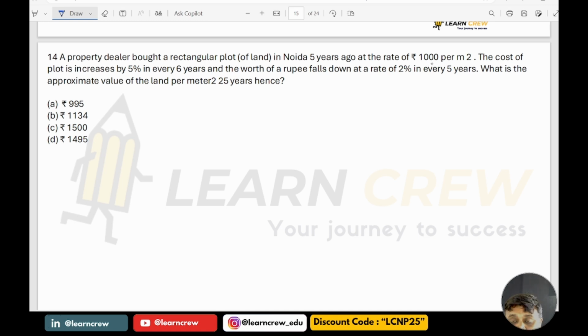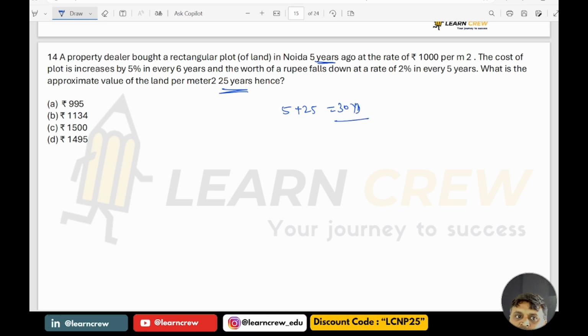1000 rupees per square meter. The cost of plot increases at the rate of 5% for every 6 years, and the worth of the rupee falls down at the rate of 2% for every 5 years. What is the approximate value of the land per square meter 25 years hence? This 25 and this 5 years ago. So 5 plus 25, total 30 years.